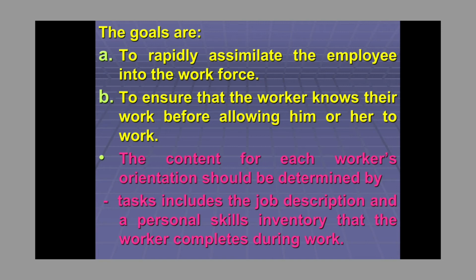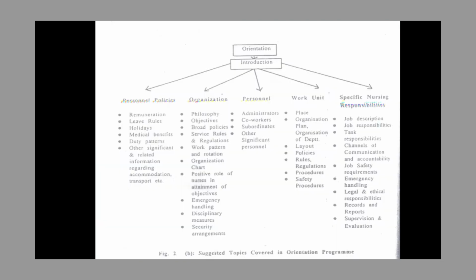Then the content for each worker's orientation should be determined. Tasks include the job description and a personal skill inventory that the worker completes during the work. So they get a detailed description of their job details. For the employees, it's very easy to adjust with that. They can prepare for the work. That's another goal.